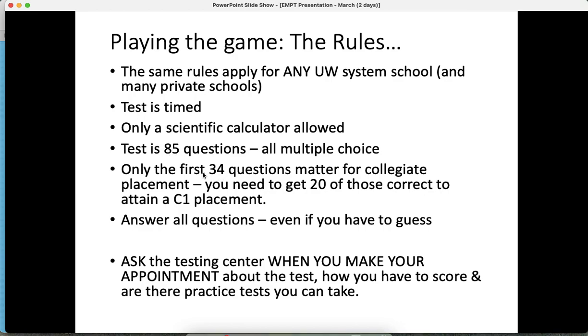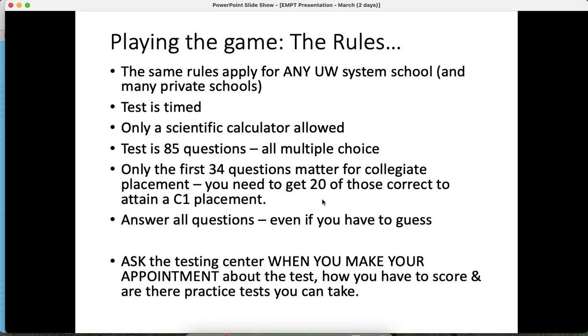And again, this is a long test. So if you only want to do the first 34 questions so you can focus on getting 20 of them correct to nail that C1 placement, then it's an okay priority to do. That's all about playing the game here. And then you can pick and choose what you want to do after question 34.